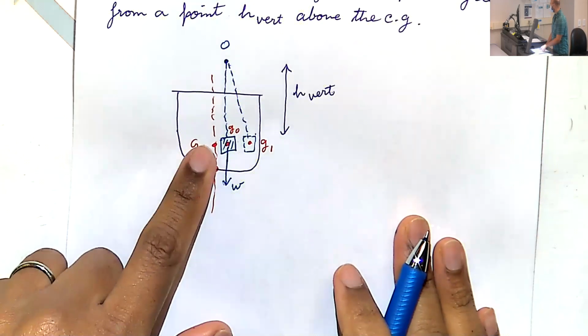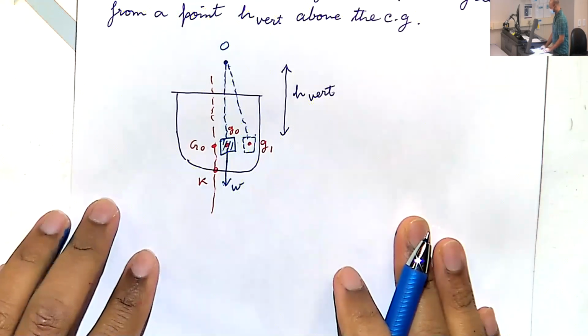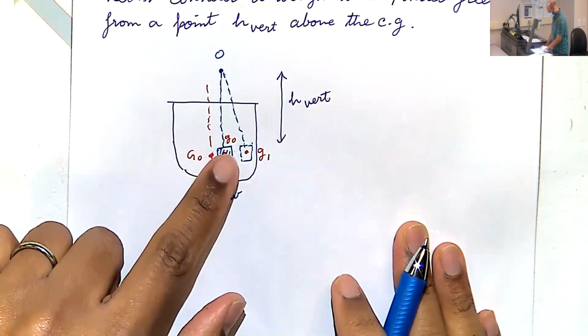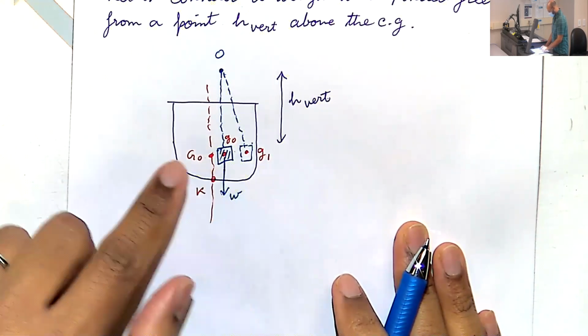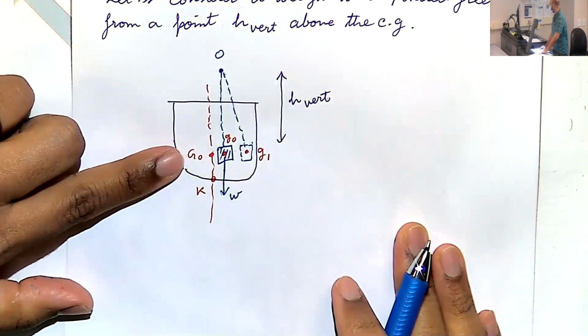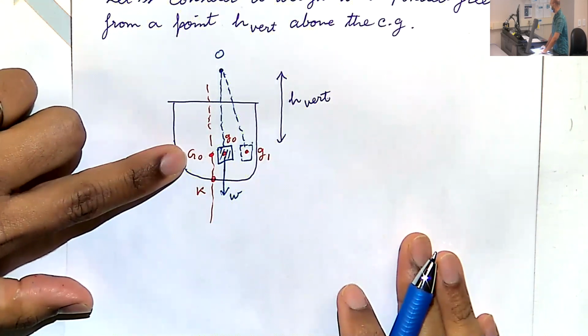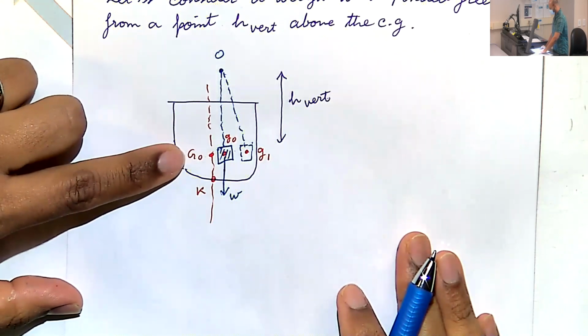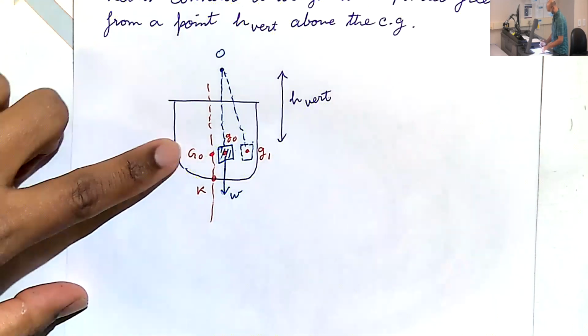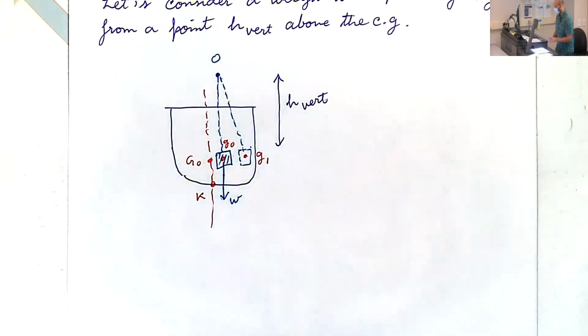So G0 is before your crane was in operation. And as soon as this leaves the surface, G0 will change. What will happen to G0? We're out of time, so let's talk about that next class after your midterm.